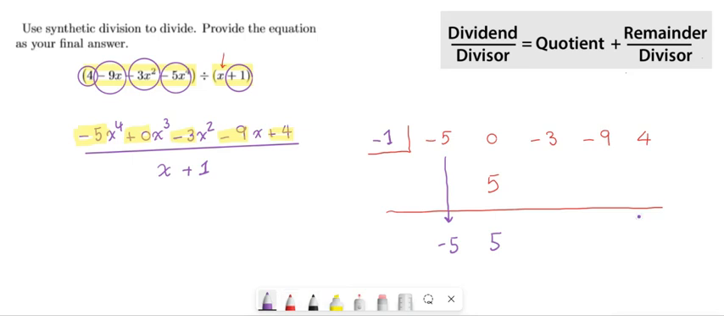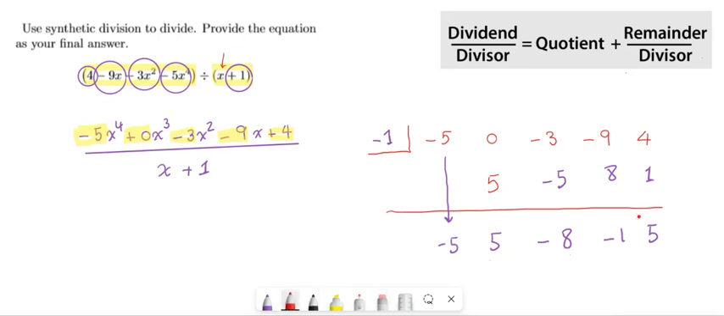So now 5 times minus 1 gives me minus 5. Write it under the next term, and then you add them up together, and you get minus 8. Minus 8 times minus 1 is 8. Add them up vertically, that's going to be minus 1. Minus 1 times minus 1 is 1, and adding vertically, you get 5.